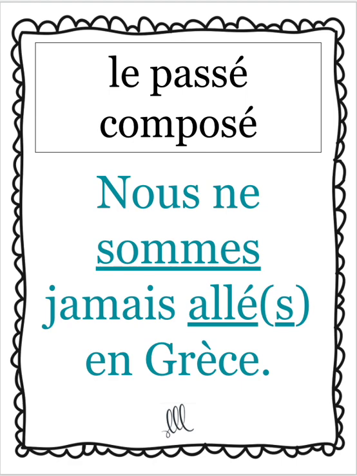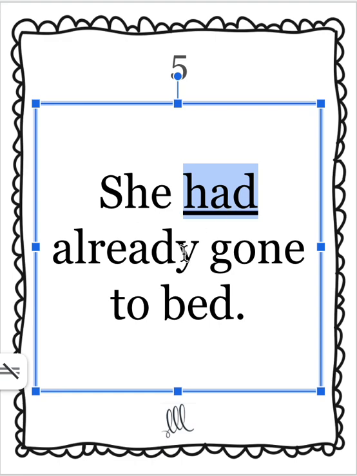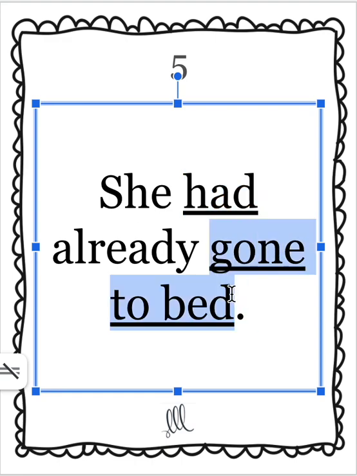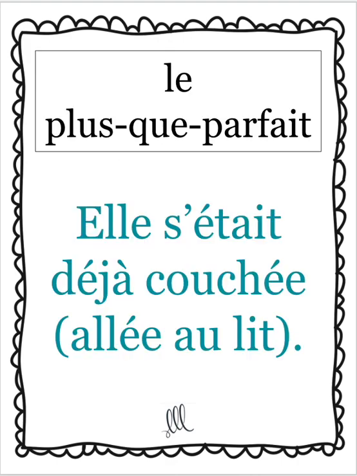Allez, numéro 5. She had already gone to bed. She had already gone to bed. So what we need to look at here is the had gone to bed. And I want to underline gone to bed because it's all part of the verb. D'accord? So what tense is this? Well, when you see the word had followed by a past participle, that's your clue that you need le plus que parfait, the plus perfect, le plus que parfait. So you can choose here either to use the reflexive verb se coucher, or you can choose to use the verb aller au lit. D'accord?